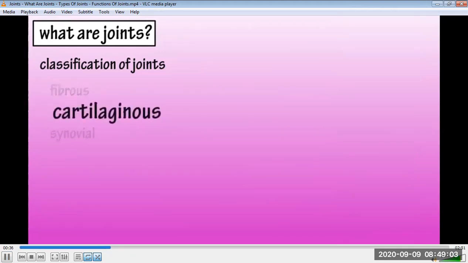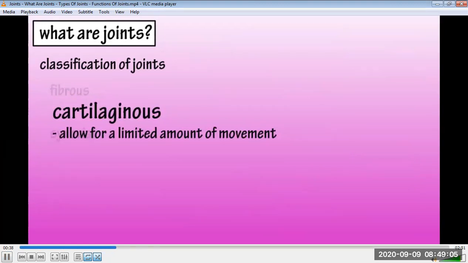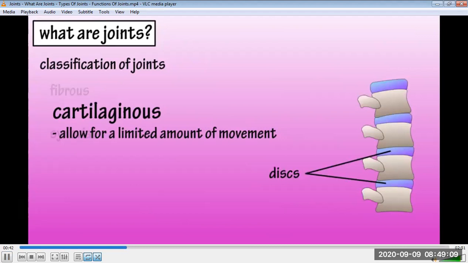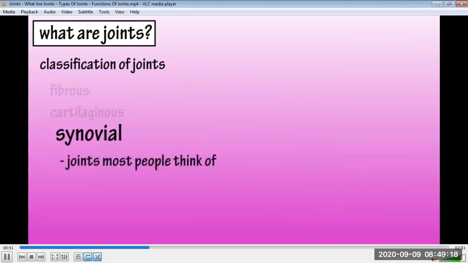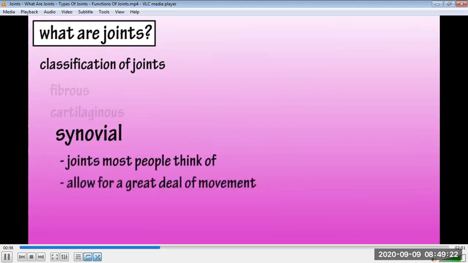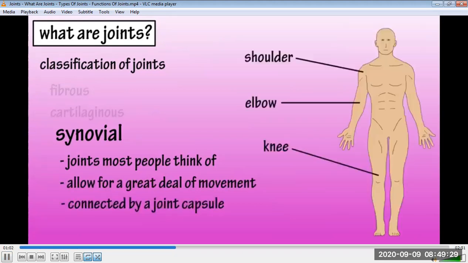Cartilaginous joints are joints where bones are connected by cartilaginous tissue, which allows for a limited amount of movement. The discs located in the spine are an example of cartilaginous joints. Synovial joints are the most complicated joints in the body, and they're the types of joints that most people think of when they think about joints. Synovial joints allow for a great deal of movement, and the bones of a synovial joint are connected by a joint capsule, such as the shoulder, knee, and elbow joints.